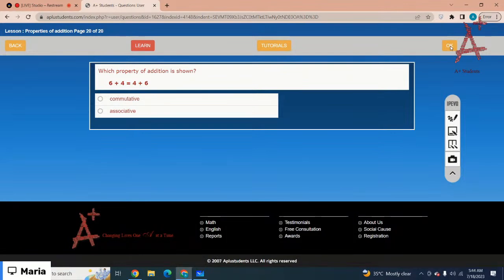Which property of addition is shown? 4 plus 6 and 6 plus 4. Is it commutative or associative? Which is the correct option? Yes, it is the commutative property.